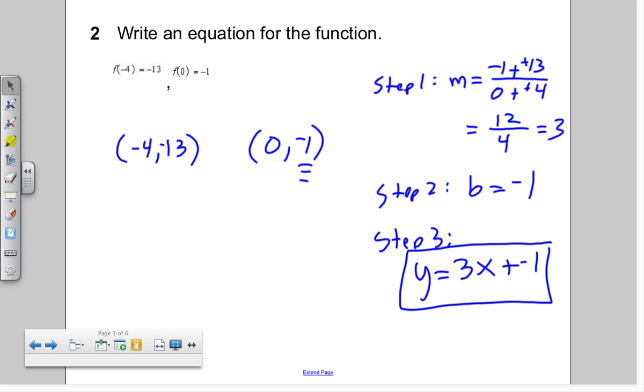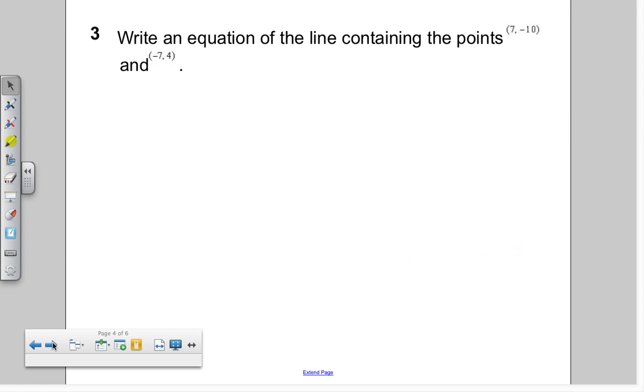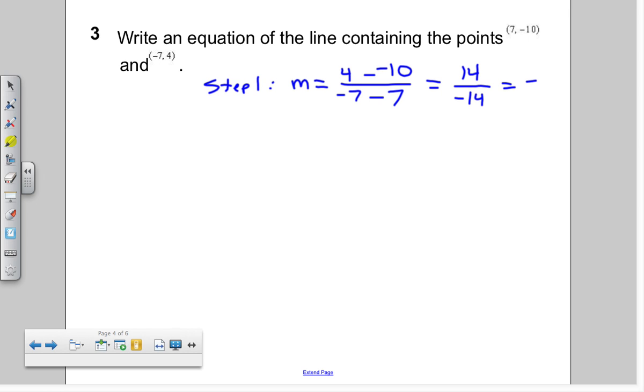Now it gets a little more difficult when we go to number 3. On number 3, you'll find that step 2 is not quite so simple. Step 1 still works out the same. Find your slope. Second y-coordinate minus the first y-coordinate, the second x-coordinate minus the first. So we would get 14 over -14, which is a slope of -1.